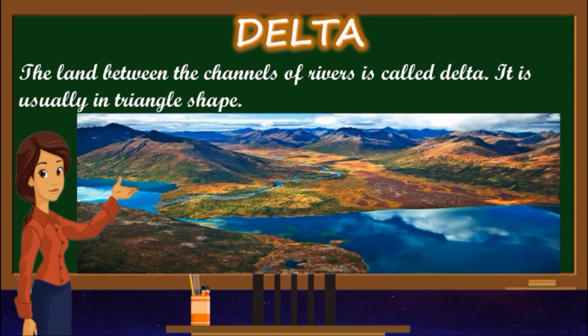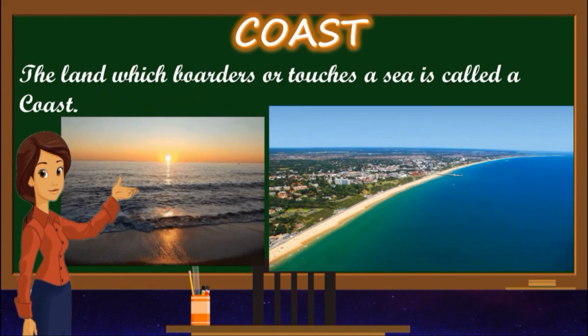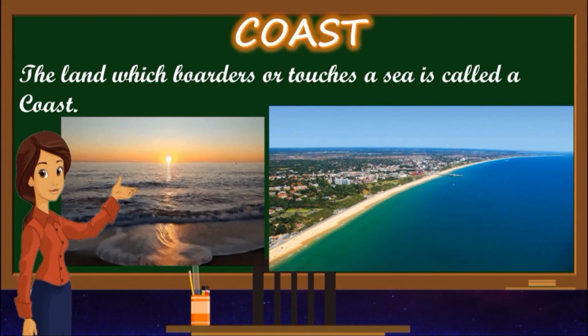So, a river delta is a landform created by the deposition of sediment that is carried by a river as the flow leaves its mouth and enters slower moving water. So, this is all about the delta. Next, we shall move to coast. The land which borders or touches a sea is called a coast.